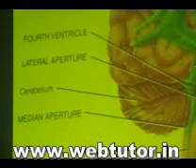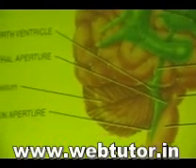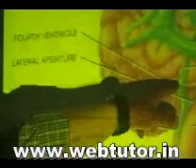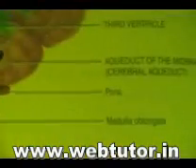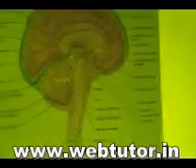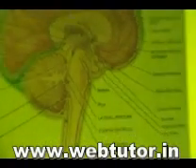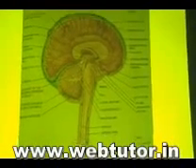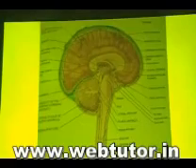Alright, I have another diagram. The duct which connects the third ventricle and the fourth ventricle is called the aqueduct of the midbrain, also called the cerebral aqueduct. Okay, this is a better diagram. This is the sagittal section of your brain and the lower spinal cord.